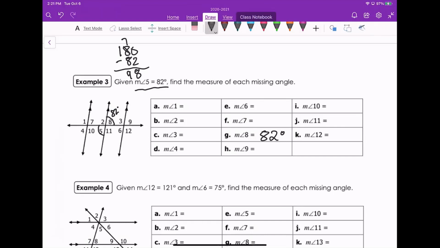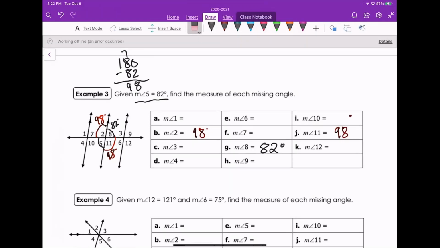So let me do this color. Angle 2 is going to be 98 degrees, because they both should add up to 180. So angle 2 is 98 degrees, and that means the opposite side is also 98 degrees. So let me write that down. 98 degrees is right here, and angle 11 is also 98 degrees.